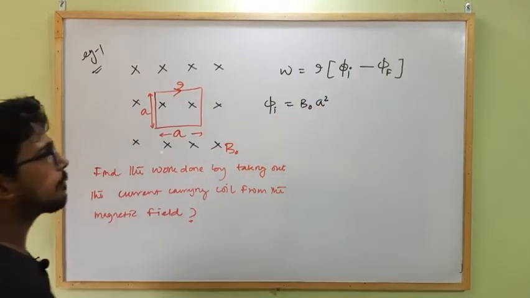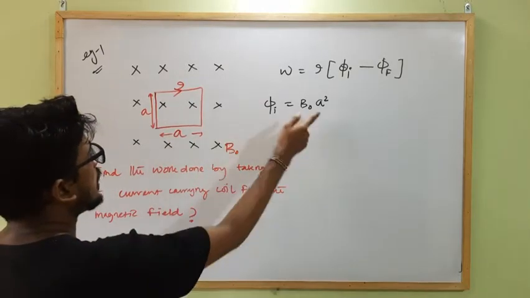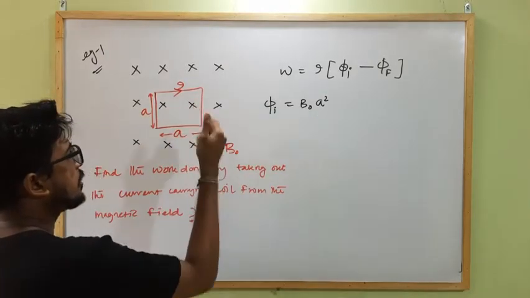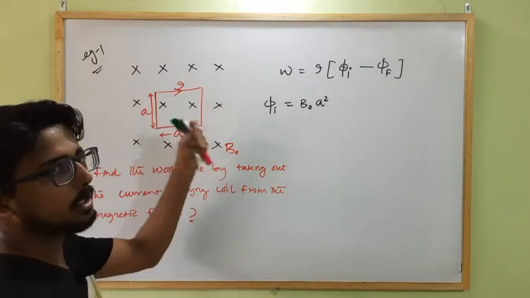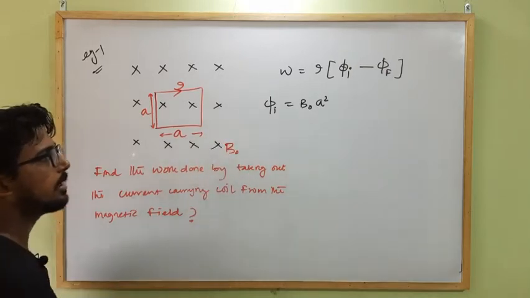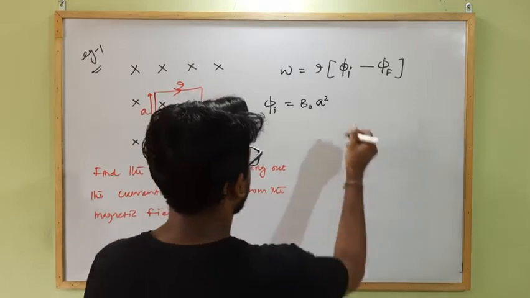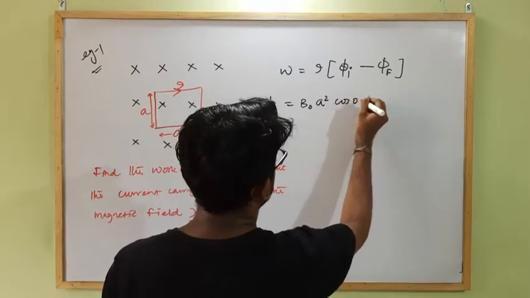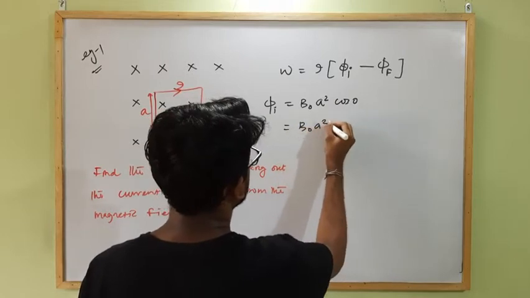And what is the value of cos theta? Here theta is the angle between the area vector and the magnetic field. Our magnetic field is into the plane, so we can take the area vector along the direction of the magnetic field, outward or inward. So it will be how much? 0. So cos 0. So this implies BA cos theta will be B naught A square.